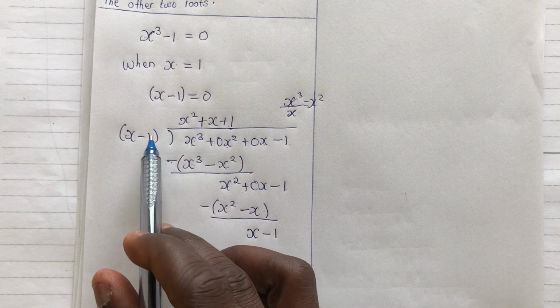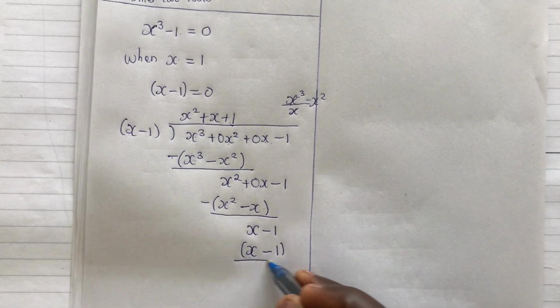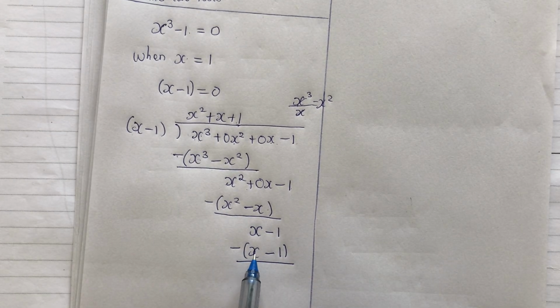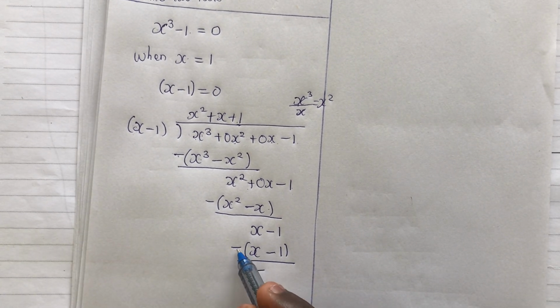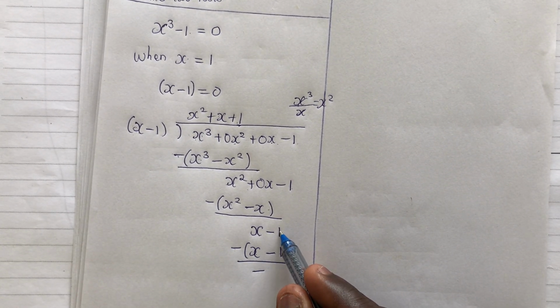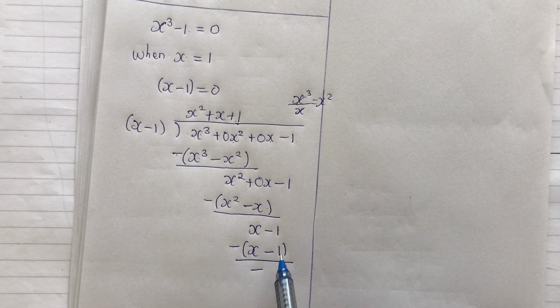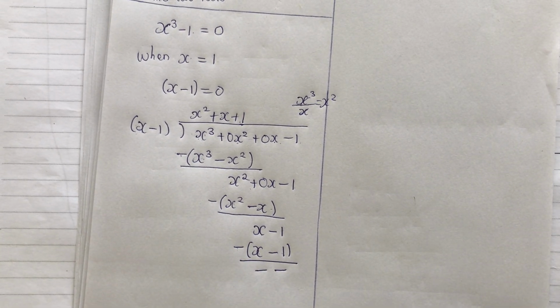x, and 1 times negative 1 we are having minus 1. Subtract this result from the new dividend. So this time this plus this is giving us 0, and then this plus the negative 1 here is giving us what? 0. Negative times negative is positive, plus this is what? 0. So the remainder is what?